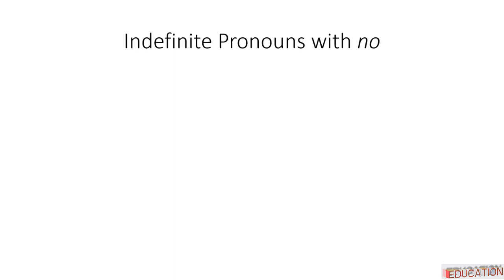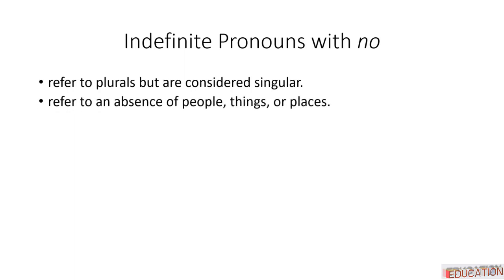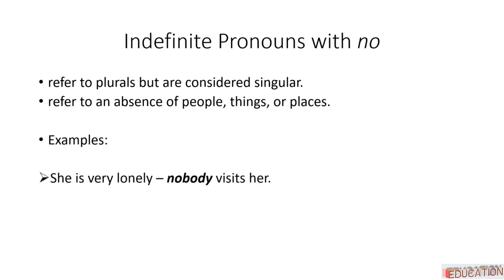Indefinite pronouns with no. Again, they refer to plurals but are considered singular. And they refer to an absence of people, things, or places. And here are some examples. She's very lonely. Nobody visits her. Again, it's singular. Nobody visits, not nobody visit her.